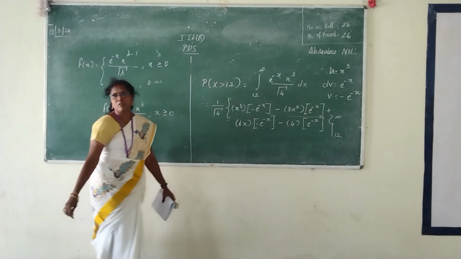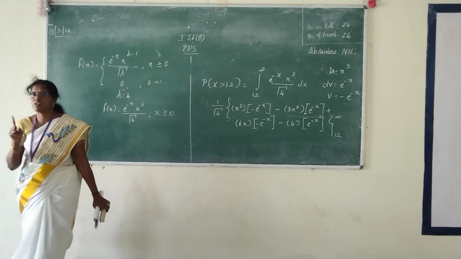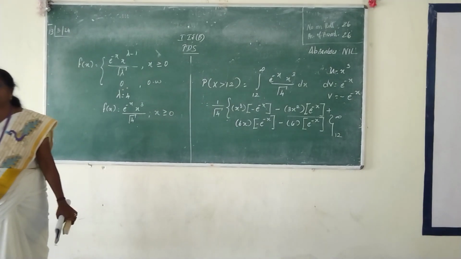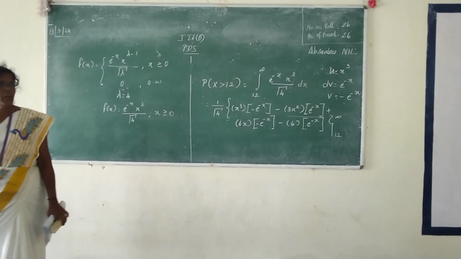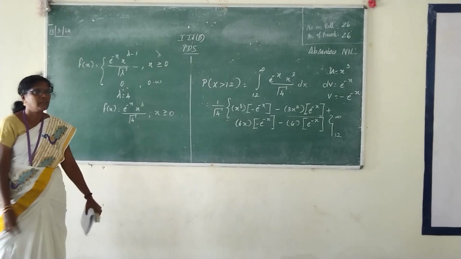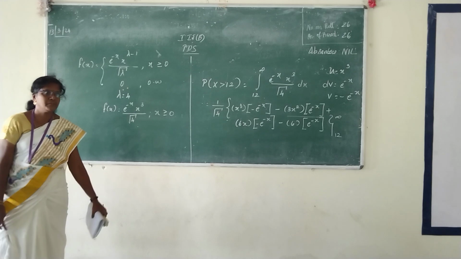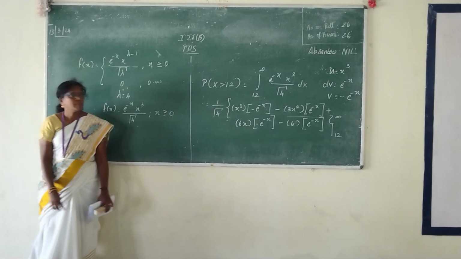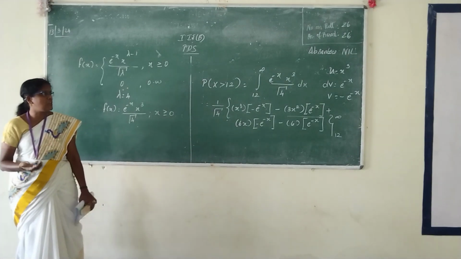Can you understand Bernoulli's formula? Just identify what is u and v, then follow the pattern of integration. You have to differentiate u and integrate your v terms. Do it. Next, you have to substitute the limit values and simplify your answers.